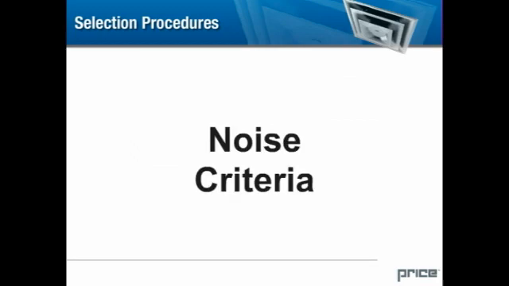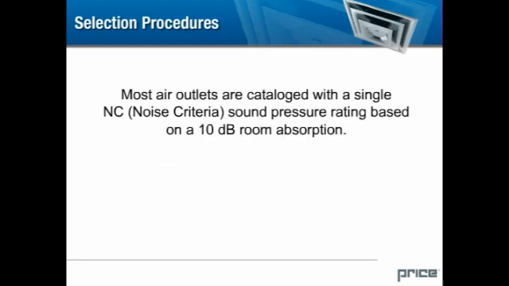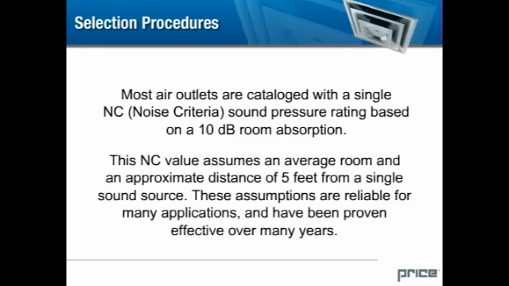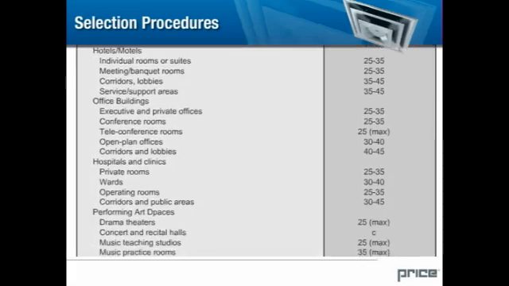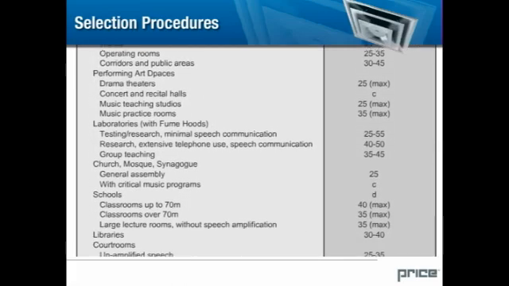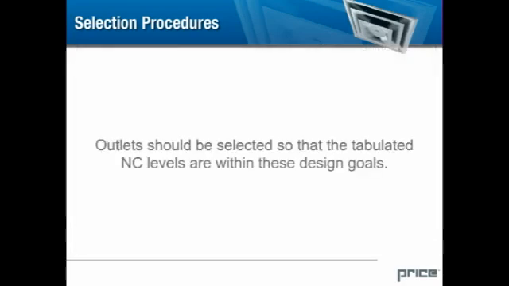Noise criteria. Most air outlets are cataloged with a single noise criteria sound pressure rating based on a 10 decibel room absorption. This NC value assumes an average room and an approximate distance of 5 feet from a single sound source. These assumptions are reliable for many applications and have been proven effective over many years. This table illustrates the ASHRAE recommended space NC values for many commercial air conditioning applications. Outlets should be selected so that the tabulated NC levels are within these design goals.